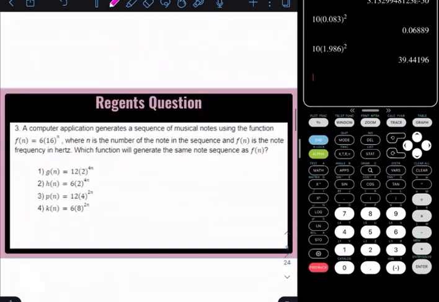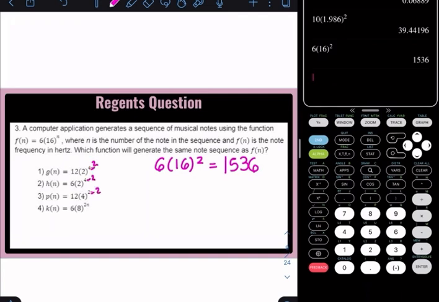Number 3 is saying a computer application generates a sequence of musical notes using this function, 6 times 16 to the n power, where n is the number of notes in the sequence. All right. So we can make n equal to 2. I'm just going to always make n equal to 2. When I get that, I get 6 times 16 to the second power. I get 1,536. All right, now let's look at each of the answer choices. I'm just going to replace each of the n's in the answer choices with 2 and hope that one of them gives me the same 1,536.